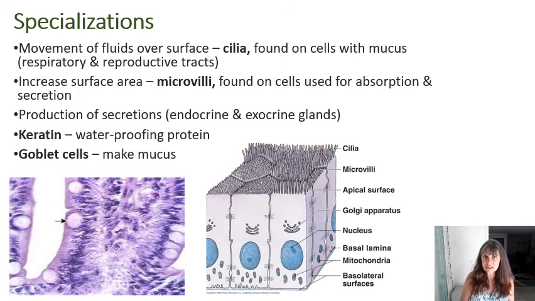Other specializations include, as we already mentioned, secretions that might be produced by endocrine or exocrine glands. Some cells are specialized in that they produce a waterproofing protein known as keratin. Keratin not only helps to make cells waterproof, it also helps to make them harder. And as we mentioned before, goblet cells are specialized cells to produce mucus. So it's very common to see goblet cells and cilia located in the same area because the cilia are responsible for moving the mucus across the surface of the cell.